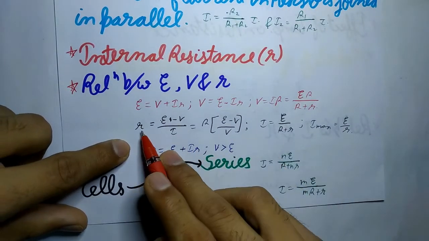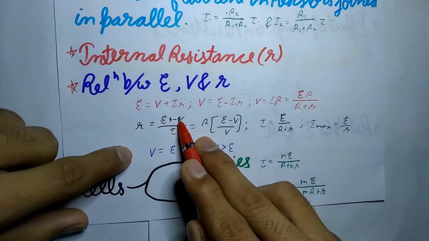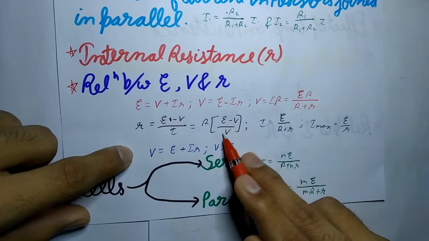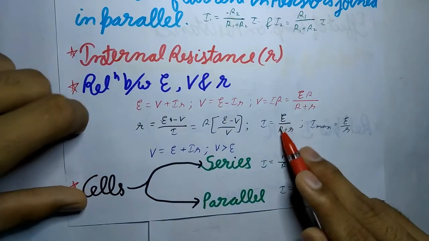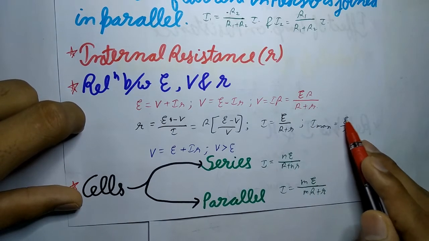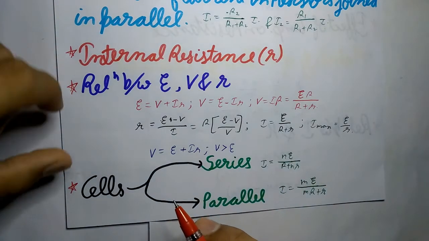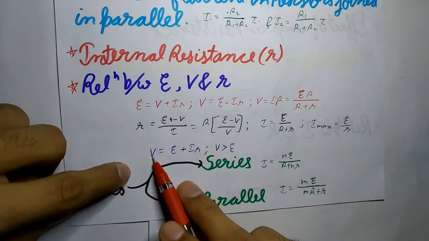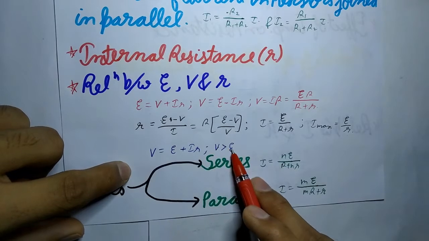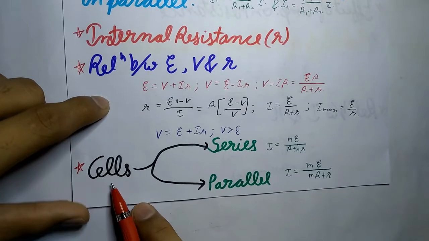So this internal resistance small r is equal to EMF minus terminal potential difference V upon I, which is equal to R in the bracket E minus V upon V, and I is equal to E upon R plus small r, and I maximum is equal to E by r. So the terminal potential difference of a cell when it is being charged is V equal to E plus Ir, or when V is greater than E. This is for charging.